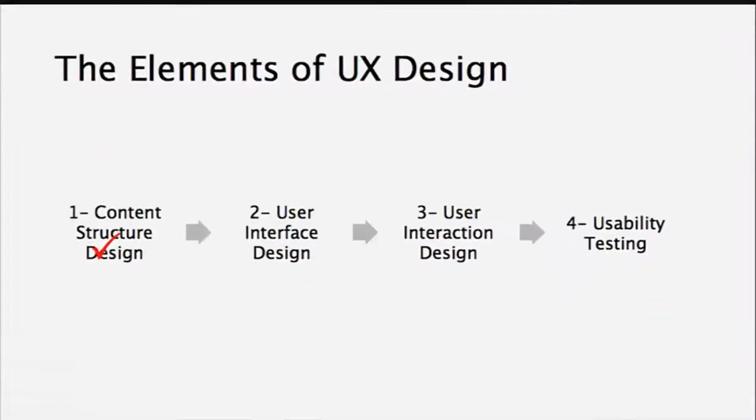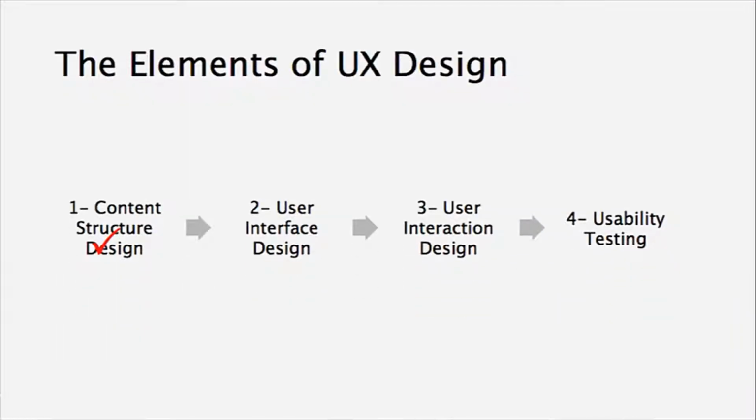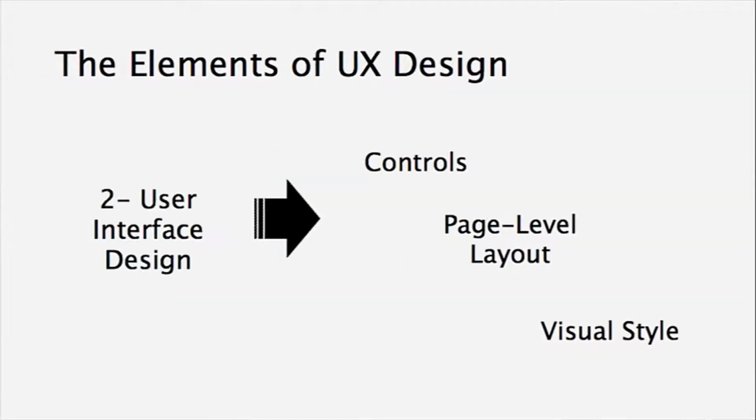In this video, we are going to finish off the series by talking about the three remaining components of UX design: user interface, user interactions, and usability testing. The user interface design phase is where you design the visual aesthetics or the look and feel of your app, page by page. After you have a list of actions you want to expose on a page, you need to pick the right controls. After that, design the layout and the visual style of that page.